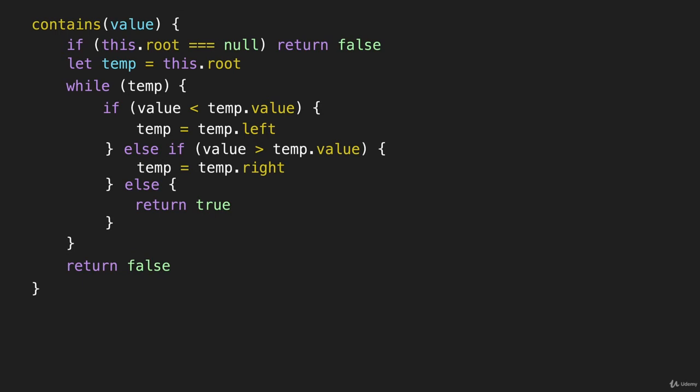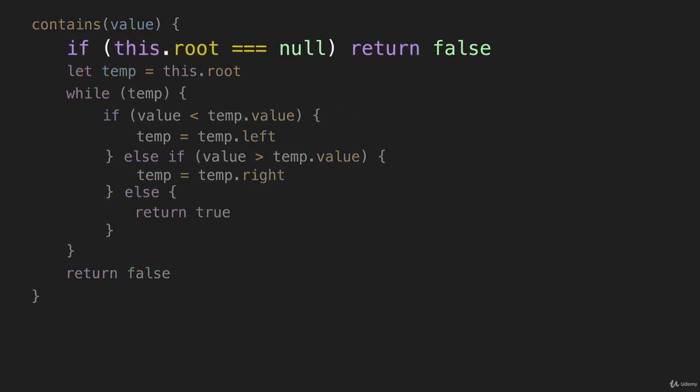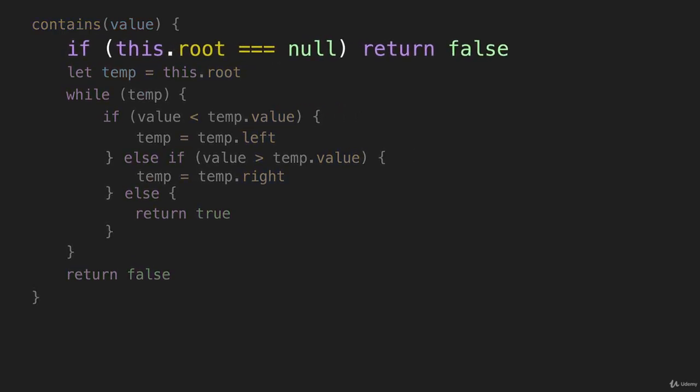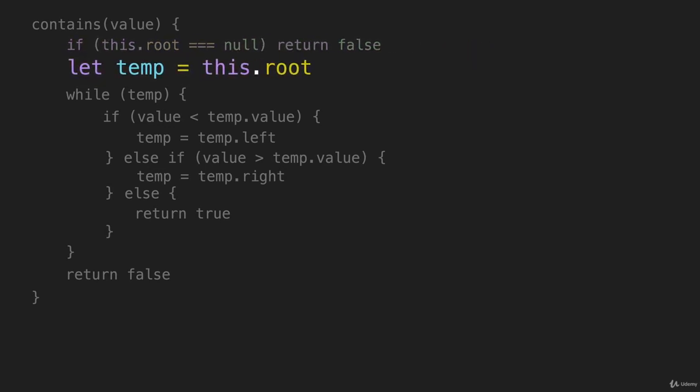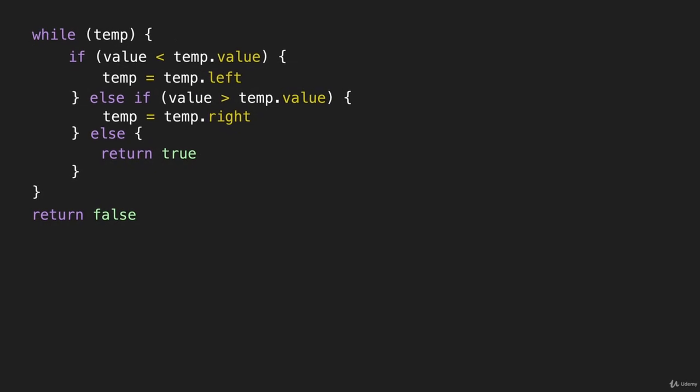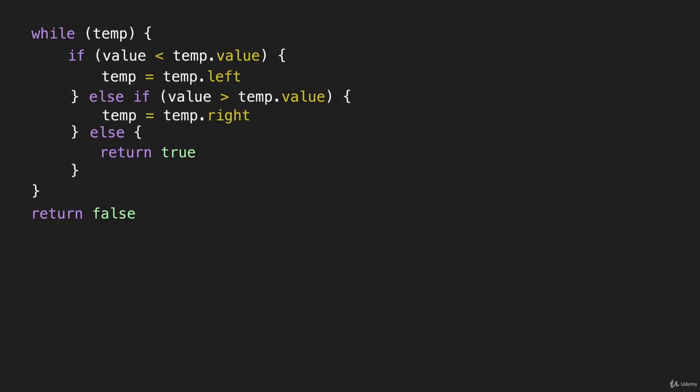Okay, so I want to walk through this code to make sure that it's clear what all this means. Obviously, if we have an empty tree, we're going to return false. And let temp equal this dot root, that just is going to start temp at the top. And I want to focus in on the rest of the code here, the while loop on down, and just walk through a couple of examples of how we would loop through this.